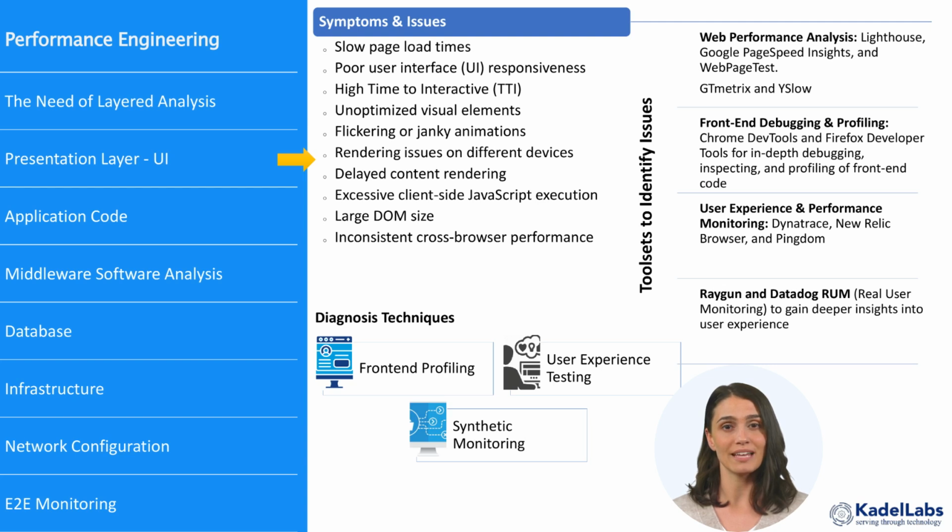For user experience and performance monitoring, advanced solutions like Dynatrace, New Relic Browser, and Pingdom allow us to track real-time user interactions and performance metrics. Tools like Raygun and Datadog RUM provide additional insights into user experience, helping us identify potential performance bottlenecks in real-world scenarios.